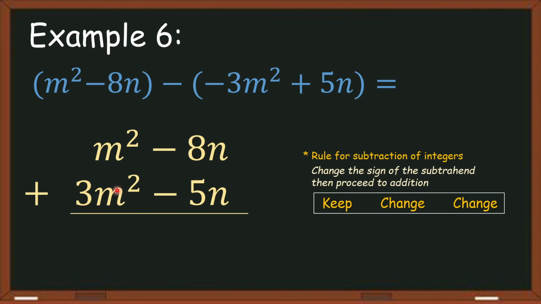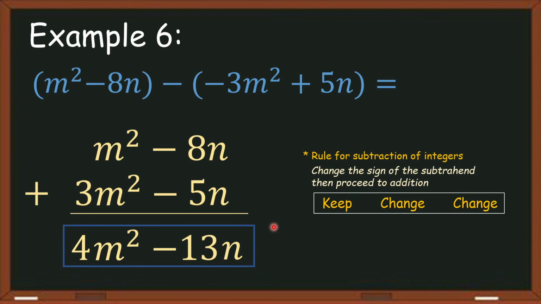So, negative naging positive. Positive naging negative. And then, add natin. So, meron ditong invisible na 1. 1 plus 3, the answer is 4. And then, copy or bring down yung m squared. Negative 8 plus negative 5. So, magkamukha ng sign. I-add natin. So, 8 plus 5, the answer is 13. Dahil parehas naman silang negative, so the answer is negative 13. And then, copy lang natin itong n. So, ito na yung ating sagot.